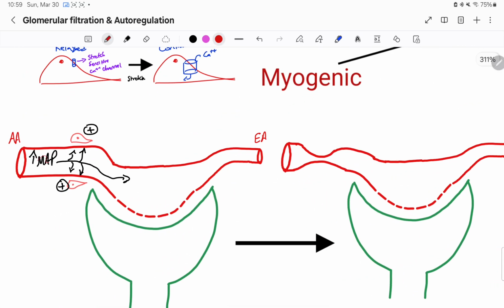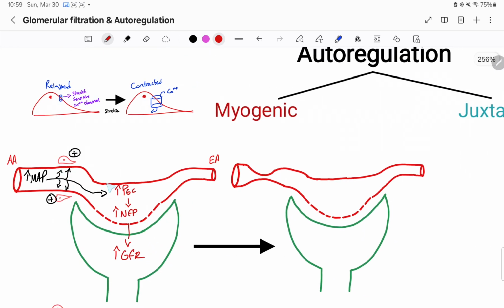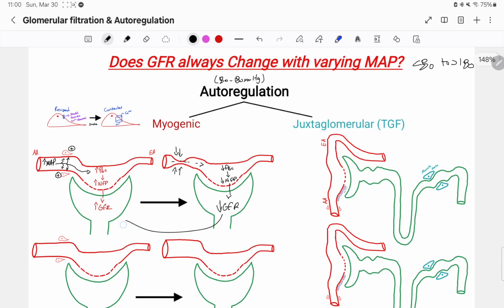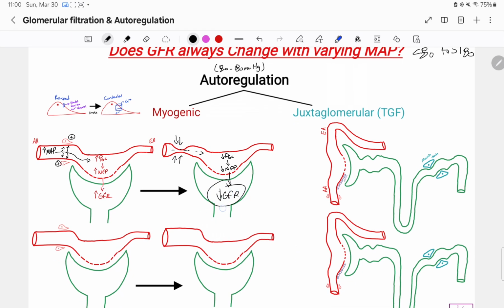So at first, what happened? High mean arterial pressure stretches these walls, and very briefly increases the PGC, which increases the net filtration pressure, which increases the glomerular filtration rate. But guess what? The myogenic mechanism kicks in, and what happens then? It causes a constriction, or vasoconstriction, of this actual afferent arteriole. Less blood flow gets in, and if less blood flow gets in, you're lowering the PGC, lowering the net filtration pressure, and thus lowering the GFR. Okay? Classic negative feedback loop and autoregulation of the kidneys' blood flow and glomerular filtration rate.